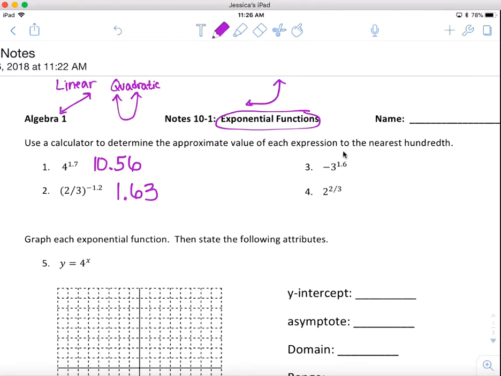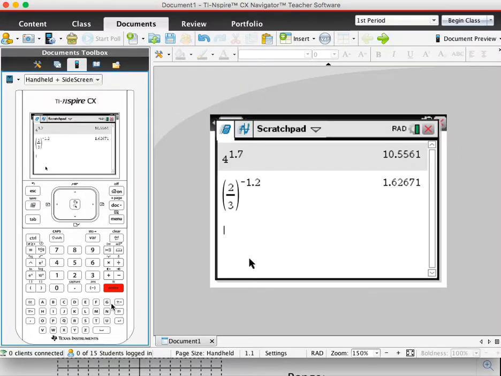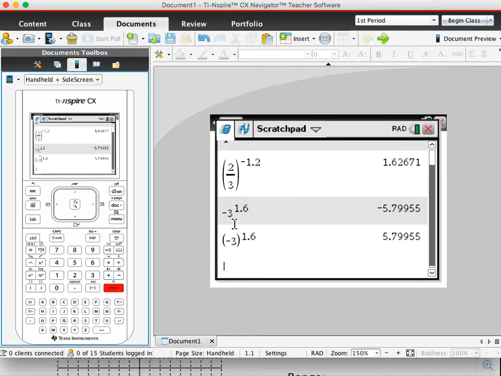Now, number 3, we've talked about this quite a bit this year. In number 3, they have not put parentheses around the base of negative 3. So we're going to type it into our calculator just like it looks. We have negative 3 to the 1.6 power. Be careful, there is a difference between this and using parentheses to put negative 3 to the 1.6 power. The question they gave us did not have parentheses, so we're going to go with the negative answer.